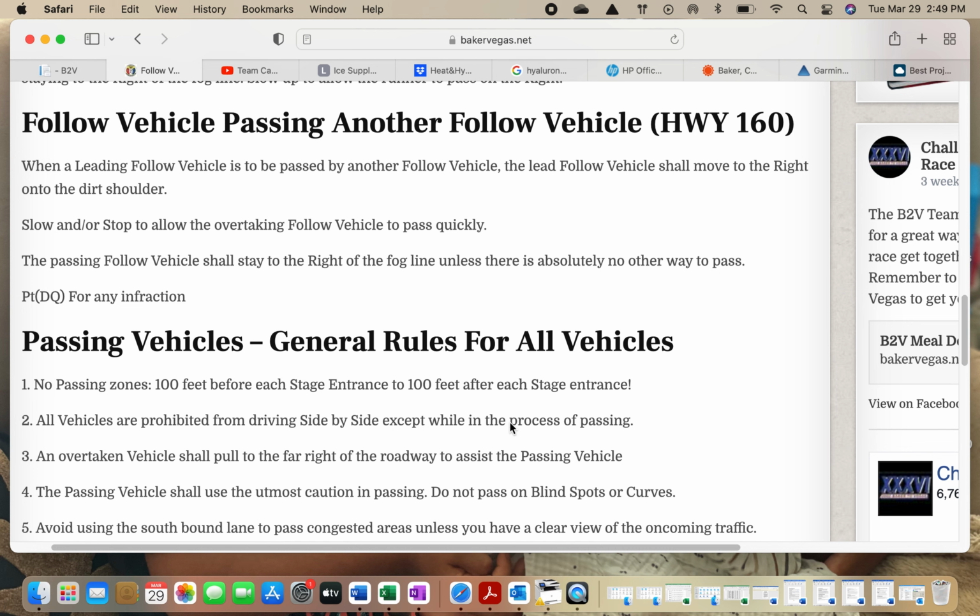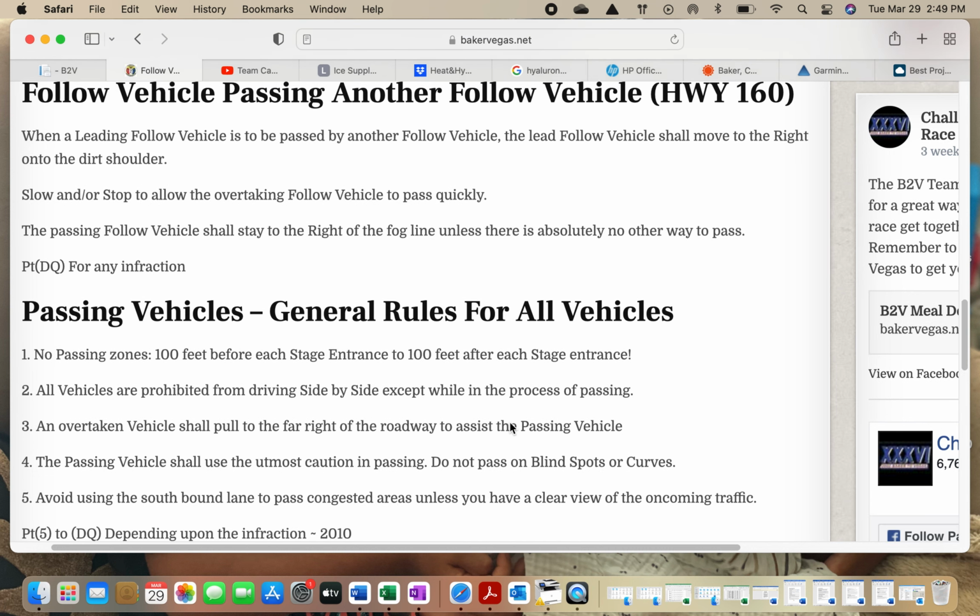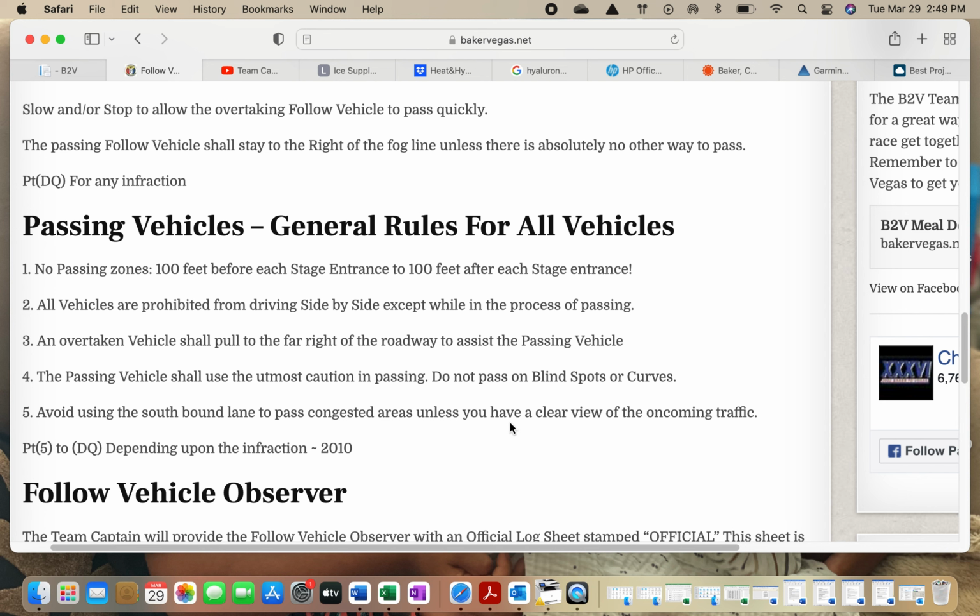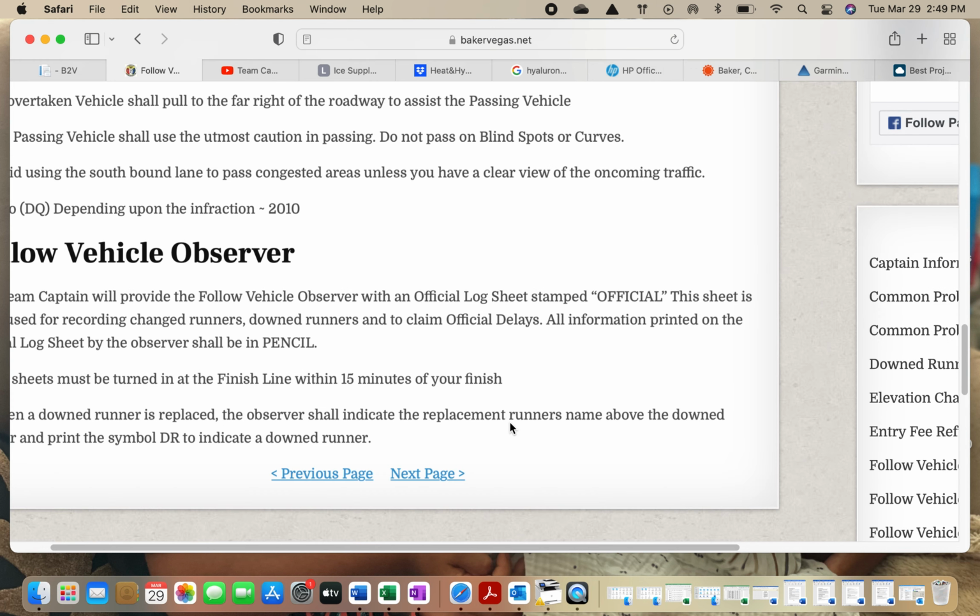Passing vehicles, general rules for all vehicles here. The biggest thing is make sure that we're not passing when it's not appropriate. Overtaking vehicles shall pull to the far right of the roadway to assist the passing vehicle. Just make sure that we're working together to make the environment safe.